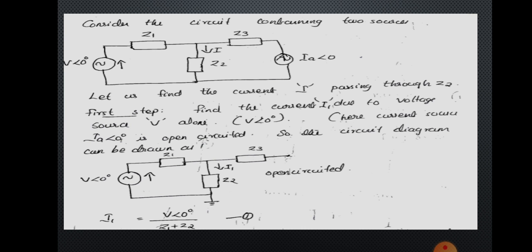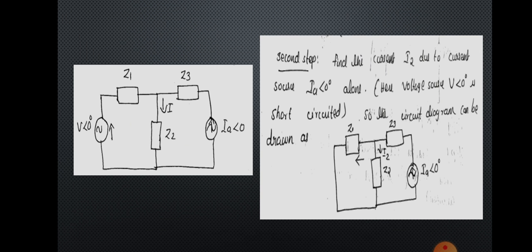Here we can see that the equation for current can be obtained from simple Ohm's law. The closed path contains two impedances Z1 and Z2 and the voltage source V. So the equation for current I1 will be equal to V angle 0 divided by Z1 plus Z2. In this case Z3 will not be considered because it is part of an open circuit, so there will be no current flowing through Z3. We are not considering the effect of Z3. Okay, so that is equation 1, and this is the circuit diagram.